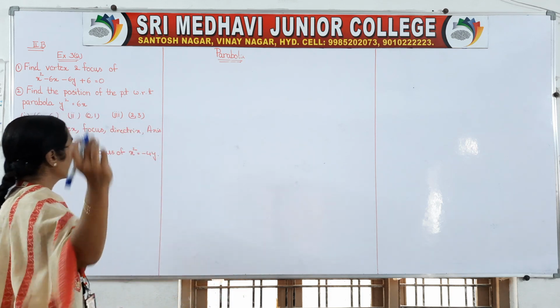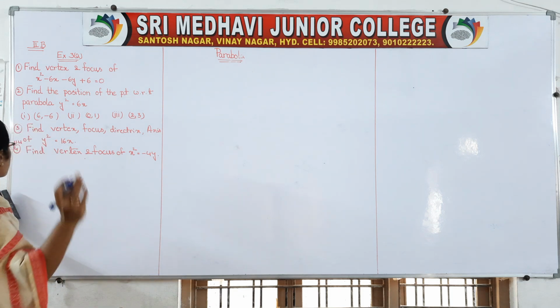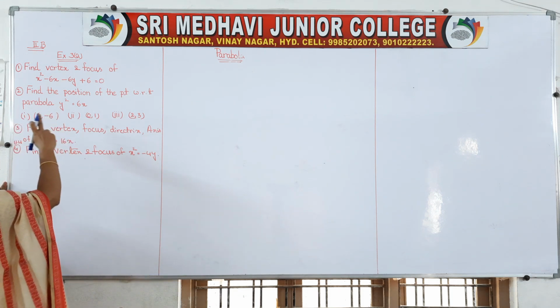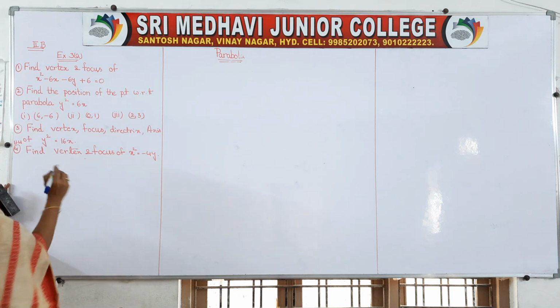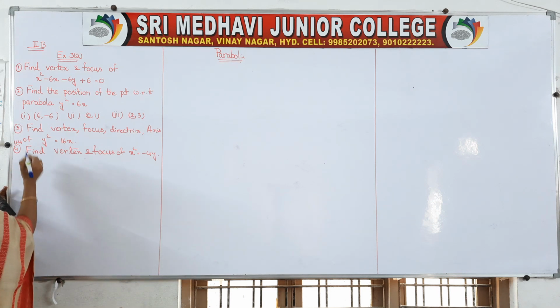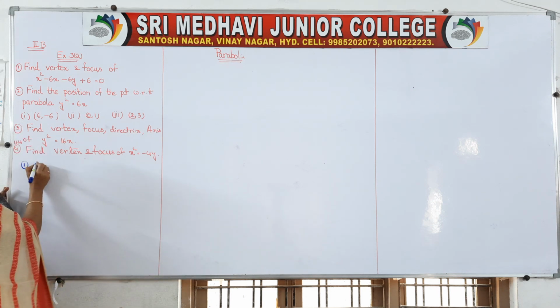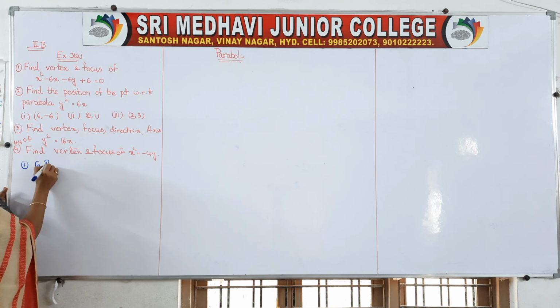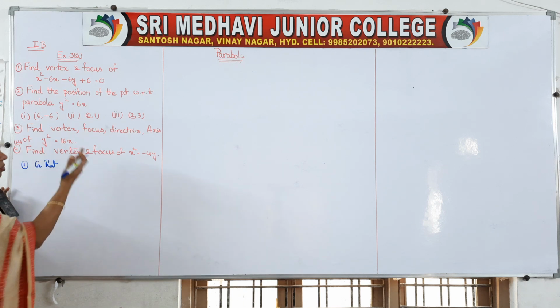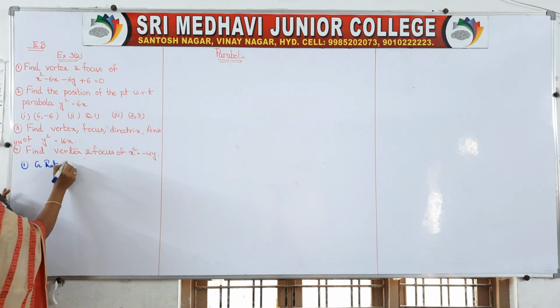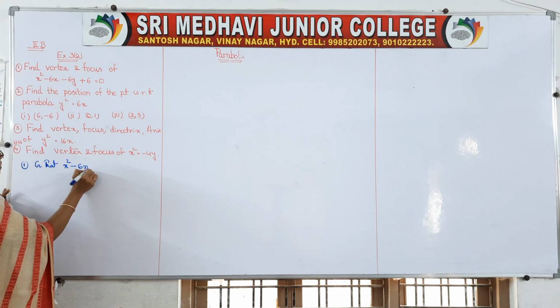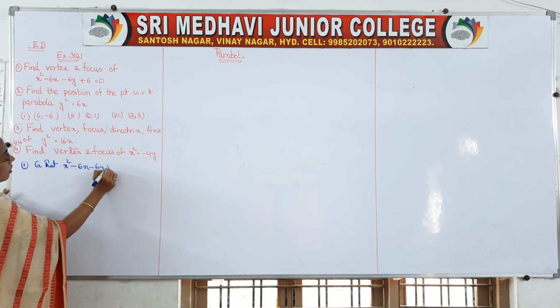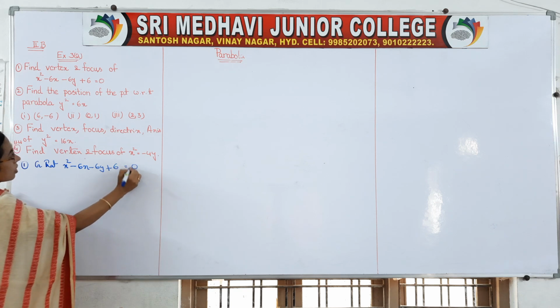Okay, so now come to the first question. Find the vertex and focus of the given equation. So what is the given equation to you? The given parabola equation is x square minus 6x minus 6y plus 6 is equal to 0.